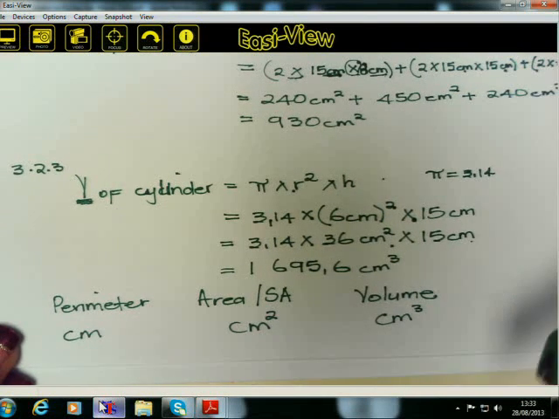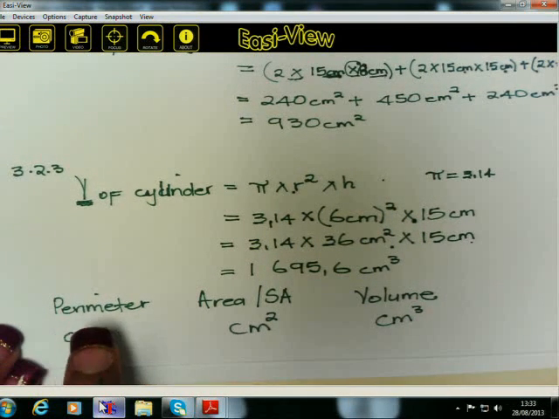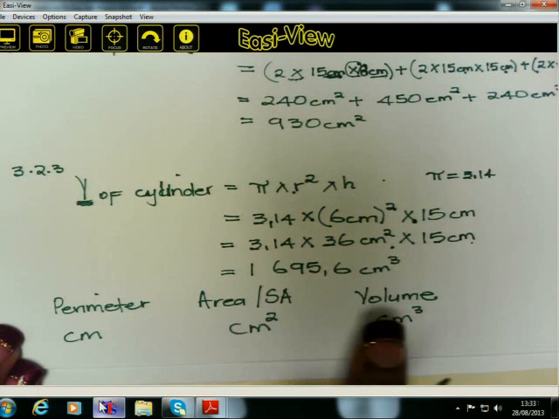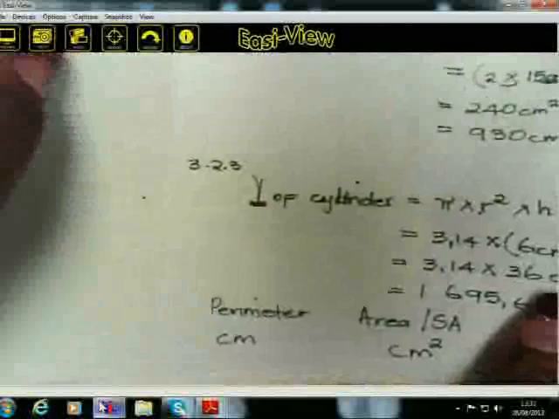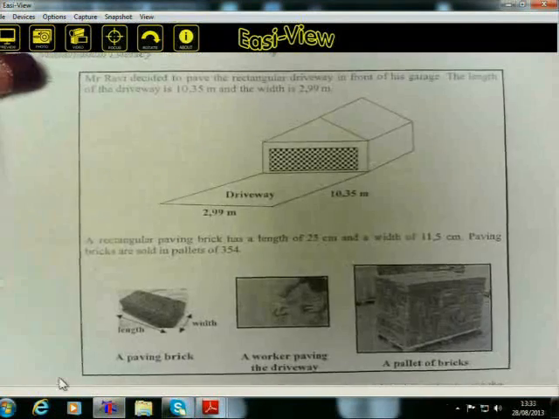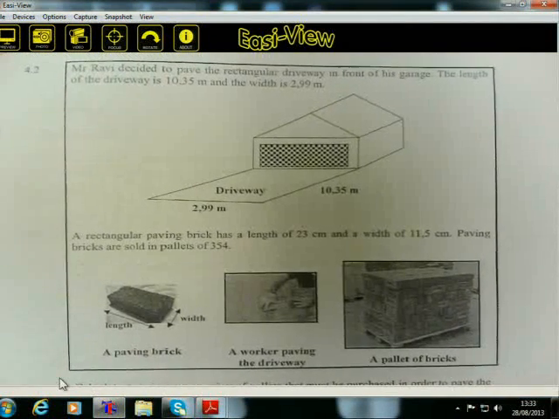So remember that. Even if you are not sure, if you can remember that perimeter is to the power 1, area or surface area is squared, and your volume is always cubed. We will move on to the next question. The next question is question 4.2. Another one which is not a favorite to most.